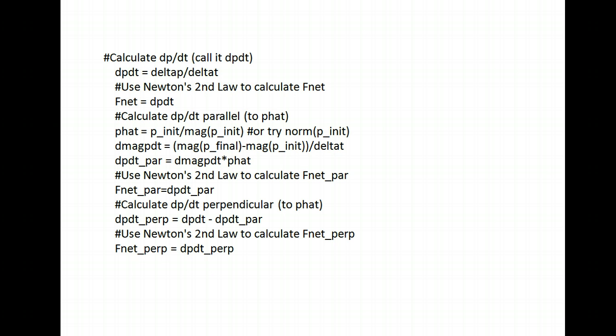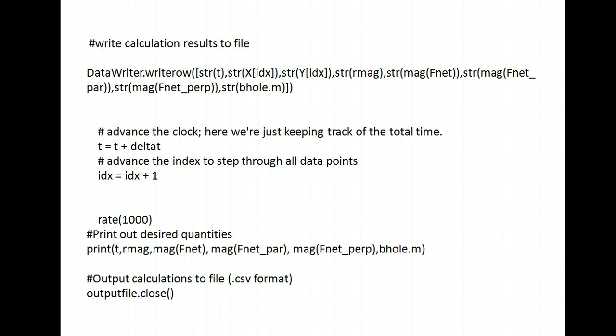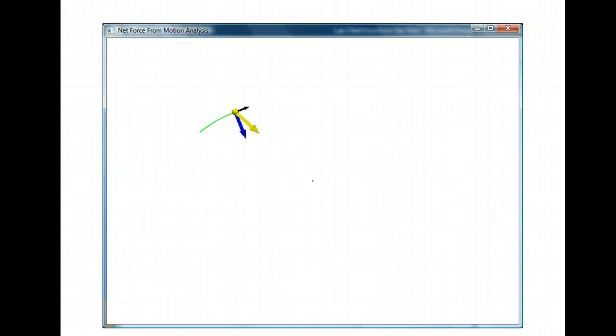We use vector subtraction to find dP/dt perpendicular in this case. We then update the position of the star and show the force vectors calculated. I wrote all this data to a CSV file for inspection, and I also printed out the last pair at the end so that we could see the mass of the black hole. Here you see screenshots of the star going around the black hole.